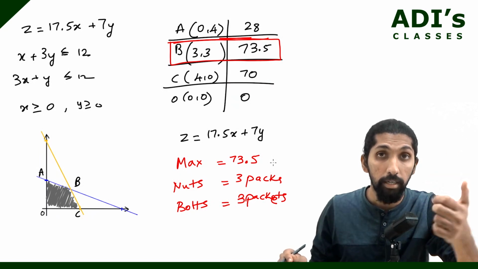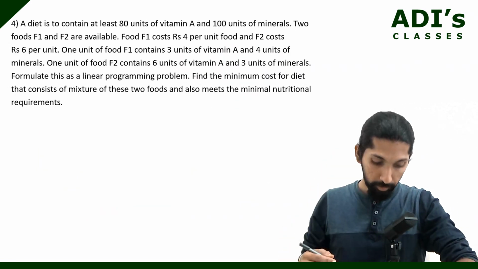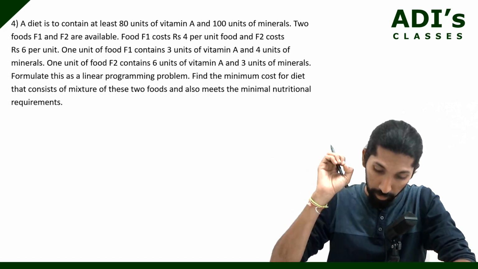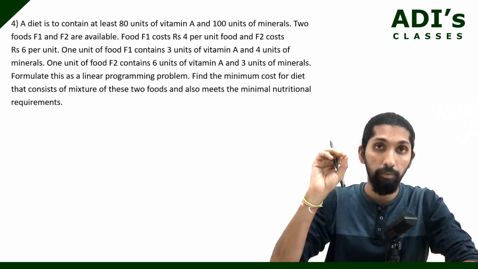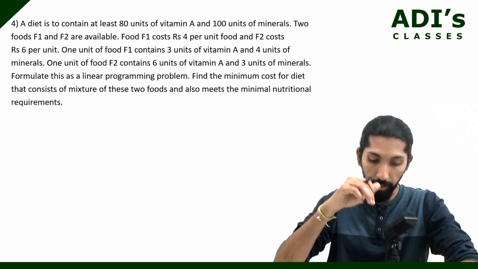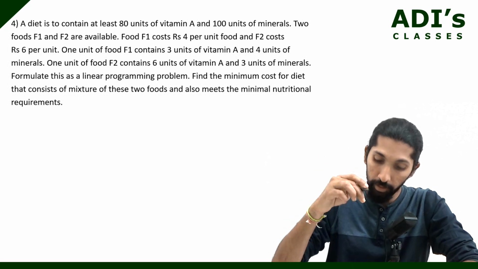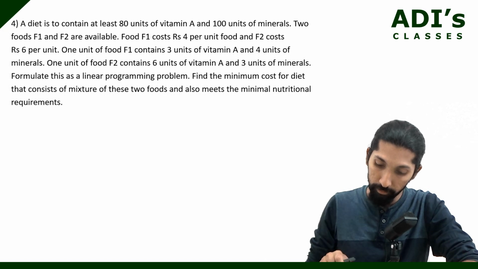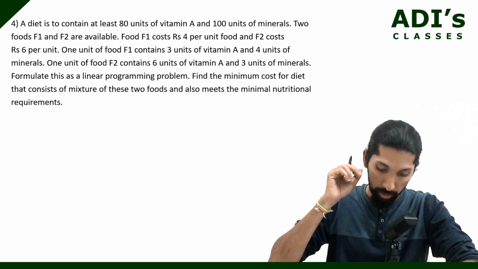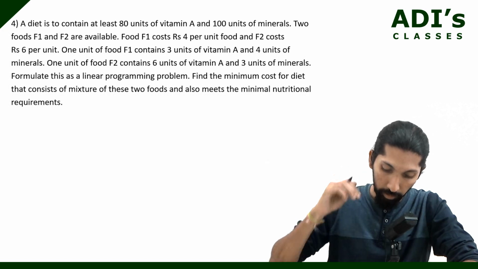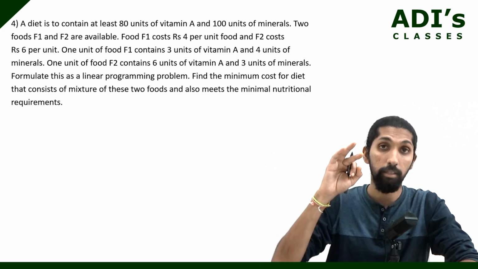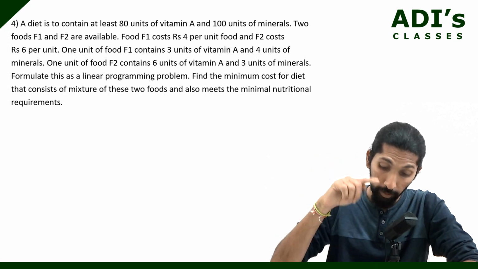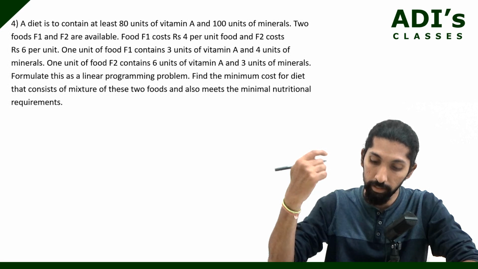Now let's do the next one. See the fourth problem. A diet is to contain at least 80 units of vitamin A and 100 units of minerals. Two foods F1 and F2 are available. F1 costs 4 rupees per unit food, and F2 costs 6. 1 unit of F1 contains 3 units of vitamin A, 4 units of minerals, and that of F2 is 6 units of vitamin A and 3 units of minerals.